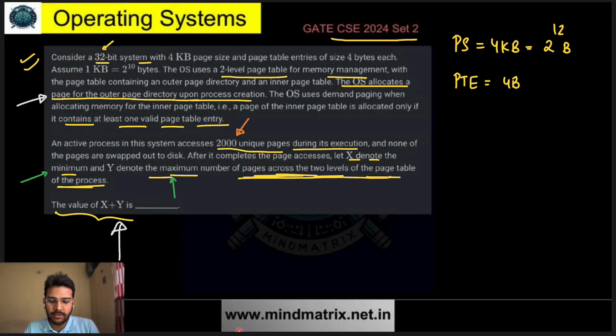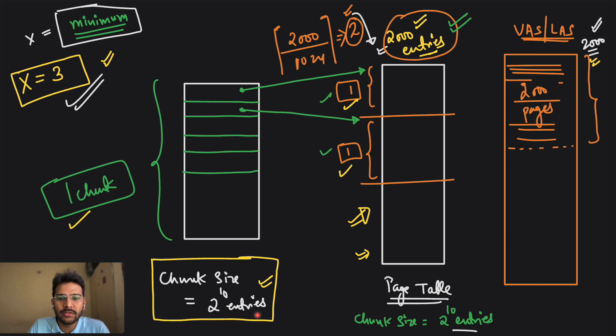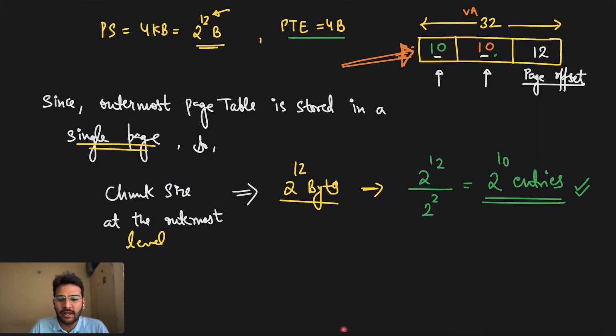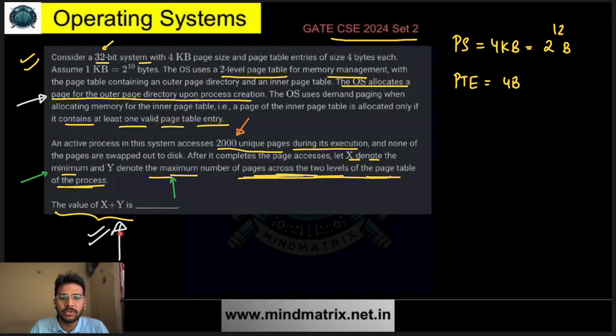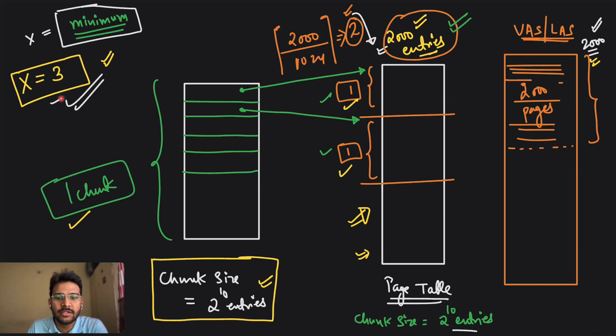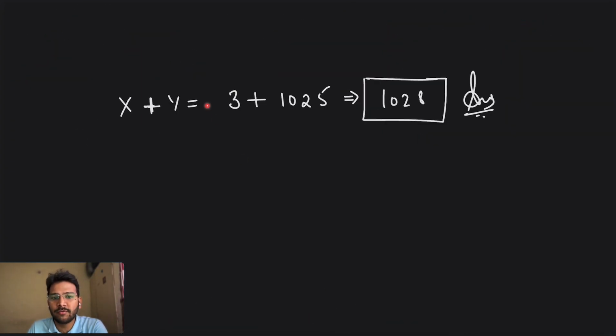Yes, Abhas, do you have any doubt? 1025 is not the answer. 1028 is the answer, because we have to find the value of x plus y. Here you can see the value of x is 3 and the y value is 1025. So the final answer is 1028. 1028 is the correct answer. This question was asked this year, 2024.